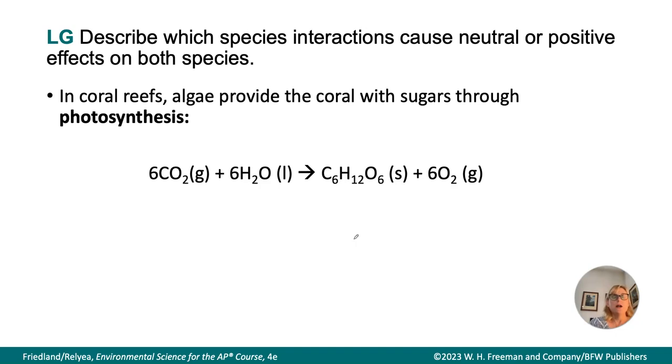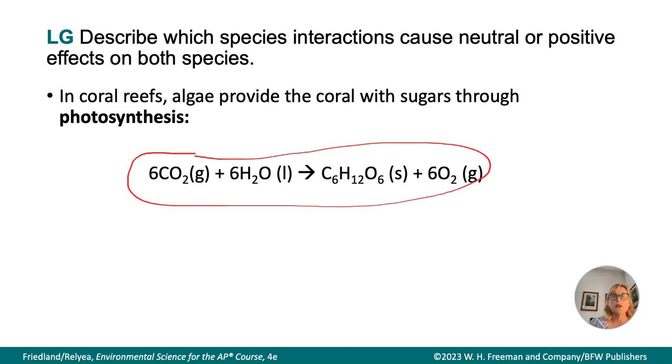Okay, so you also need to understand the photosynthesis equation. We're going to come back to that in several places in Unit 1. But in coral reefs, we have symbiosis, mutualism between algae and coral. The algae photosynthesize. Coral is actually an animal, but it gets energy from the algae through photosynthesis. So that's another type of mutualism.